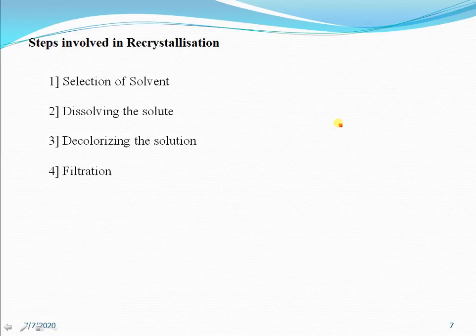The fourth step is filtration. Filter the solution while it is hot, slowly, into a wide-bottomed container, that is, a conical flask. Add hot solvent if crystallization begins in the funnel. Keep the collected filtrate aside for cooling at room temperature. Filtration should be done while the solution is hot. The next step is crystallization of the solute.